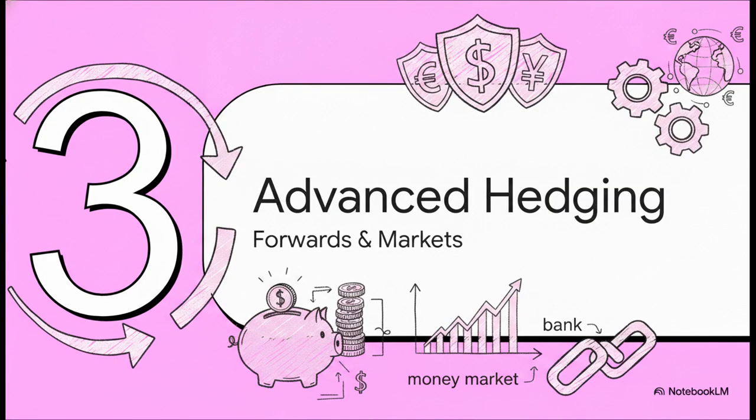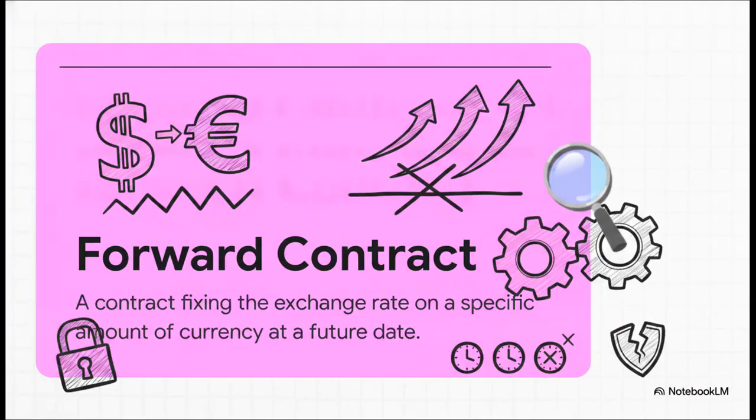Part 3. Advanced hedging, forwards and markets. So, if those internal defenses aren't cutting it, the most popular external method for hedging currency risk is the forward contract. By entering into an over-the-counter agreement directly with a bank, a company can lock in the exchange rate today for a settlement that's not going to happen for months. It's a real game changer because it completely removes uncertainty. But, there's no free lunch. It comes with strict limitations.